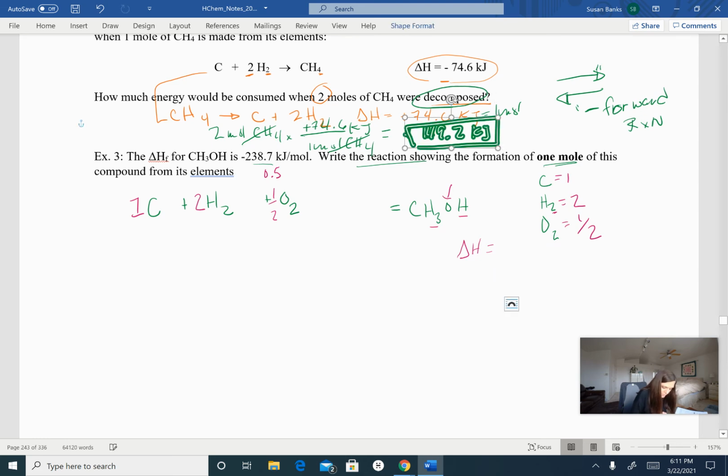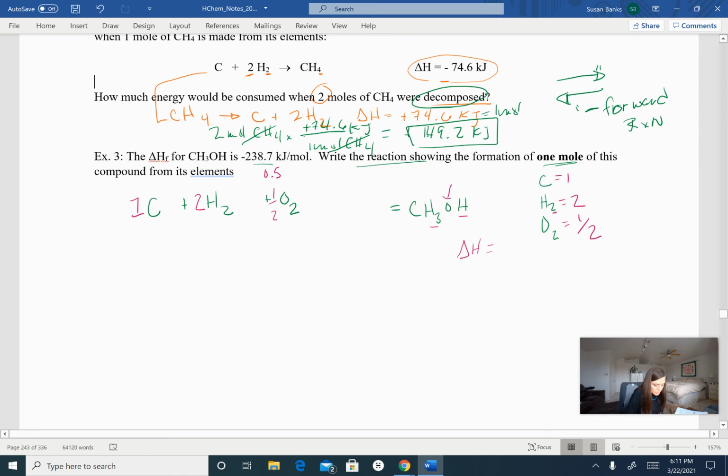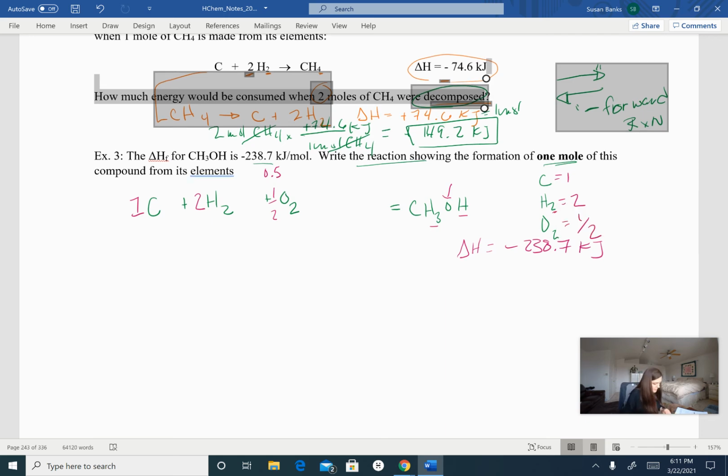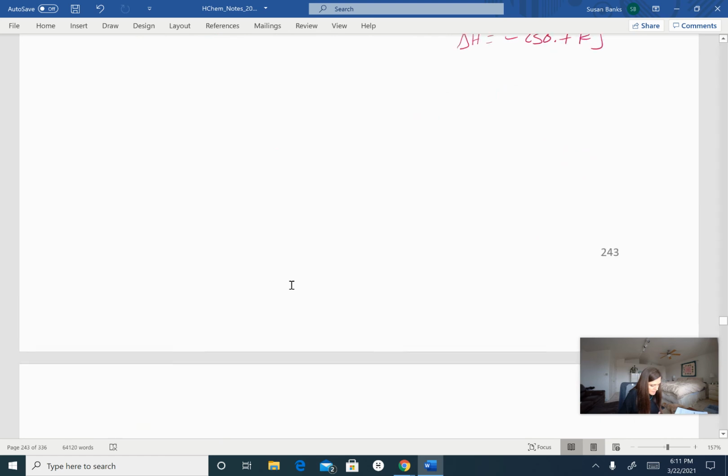It doesn't want to let me write. That's not what I want to do. Negative 238 kilojoules per mole. Okay, so we would put the kilojoules right there. All right, now let's go down to this.